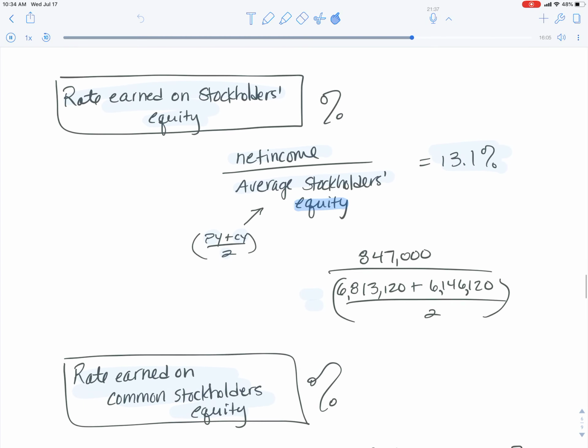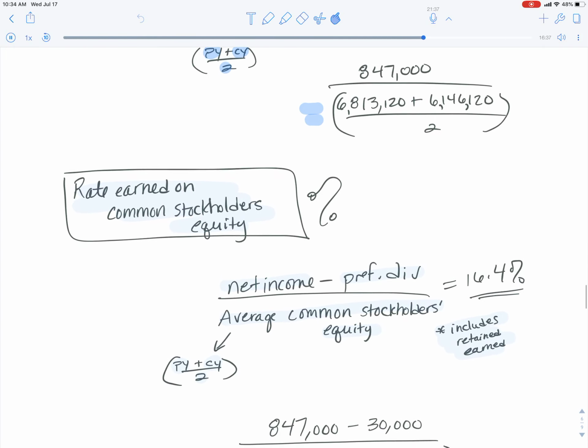All right, next up, rate earned on stockholders' equity. We would like this to be assessing the profitability of our investments from our stockholders. So this answer is going to be a percentage. We're going to take net income divided by average stockholders' equity. So you can take last year's total stockholders' equity, this year's total, divide by 2 to get your denominator. And then you can run the numbers. I've done an example for you here from the financial statements.